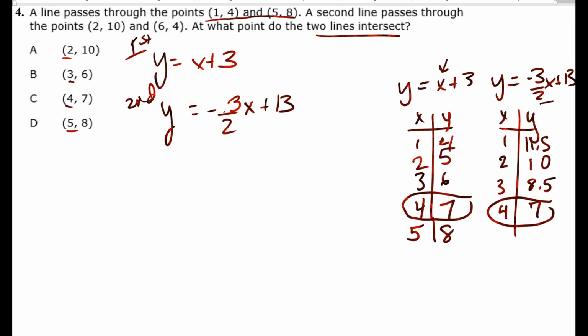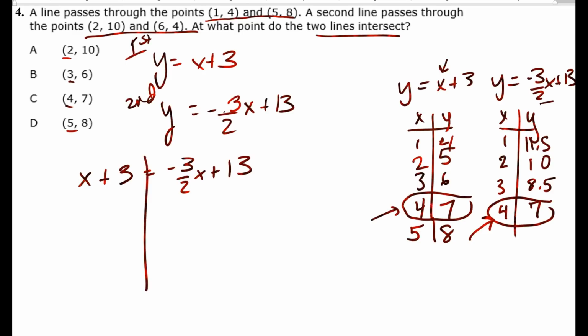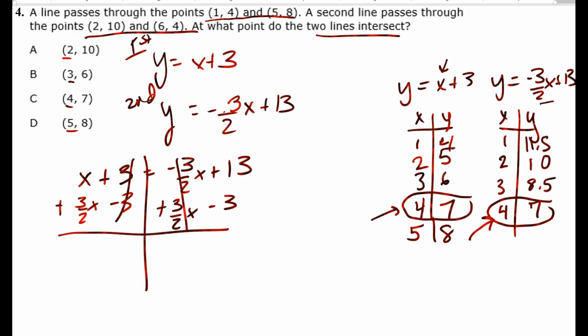I'm going to show you one other thing today that you can do with this problem. After you find the slope of the line and write the equation of the line, you can set them equal to each other. This is where they're equal to each other. 4, 7 is where they're equal to each other. So let's do that. We have x plus 3 is equal to negative 3/2 x plus 13. If we set them equal to each other, we slide to the left, slide to the right, crisscross. And so we get 1 3/2 x is equal to 10.